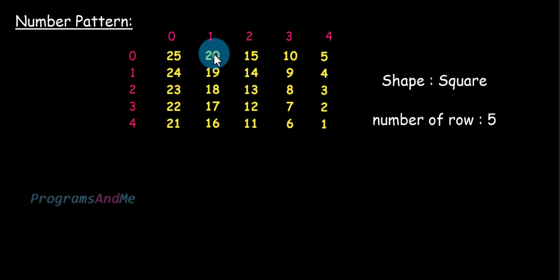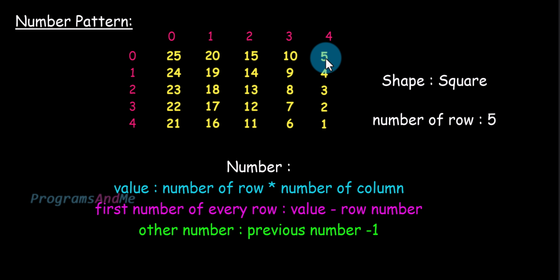And to get the next number, we need to minus 5 from this number. 25 minus 5, 20. 20 minus 5, 15. 15 minus 5, 10. 10 minus 5, 5. So what is 5 here? 5 is number of row or number of column here. So we need to subtract number of row from the previous value to get the current value, the remaining values.